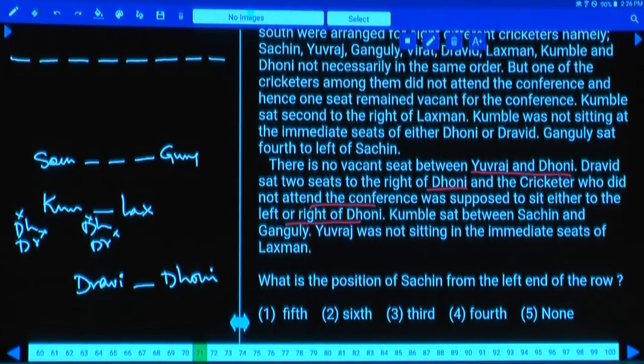Clear? And Kumble sat between Sachin and Ganguly. Kumble sat between Sachin and Ganguly. As Kumble sat between Sachin and Ganguly, and Yuvraj was not seated at the immediate right. Now, as Lakshman is at this place, I am talking about this Lakshman. If Lakshman is at this place, isn't it?